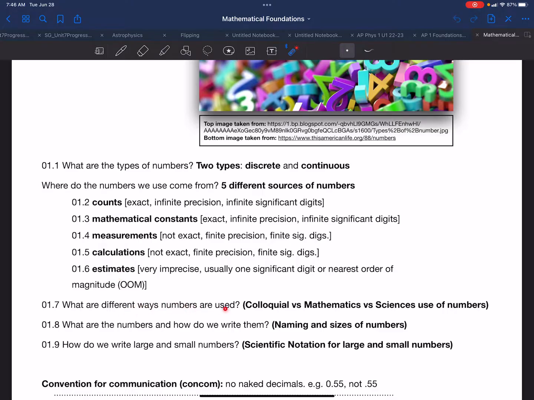What are the different ways we use numbers in our common usage or colloquial usage in math and science and how that's different? What are the numbers and how do we write them? And how do we write large and small numbers using scientific notation?